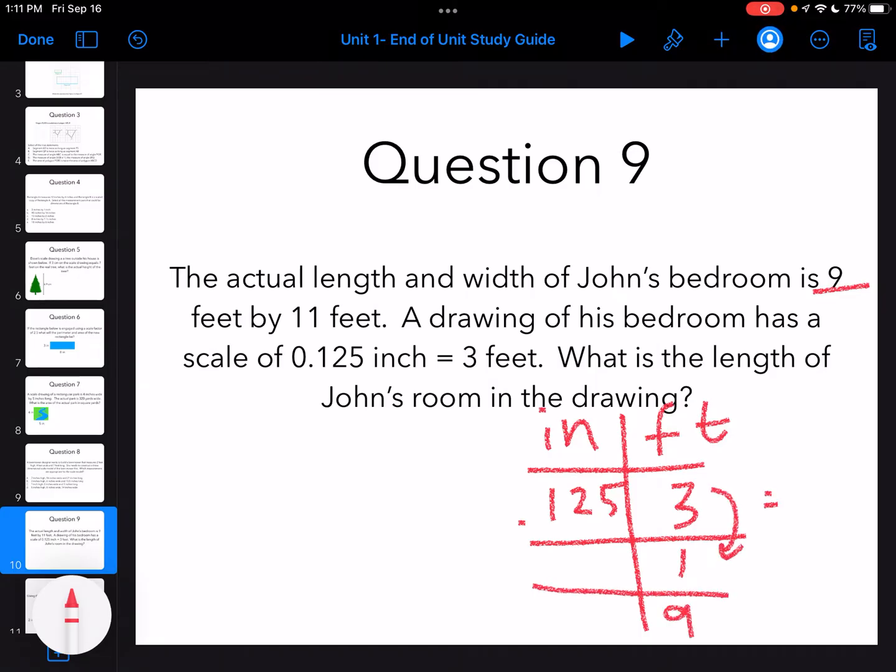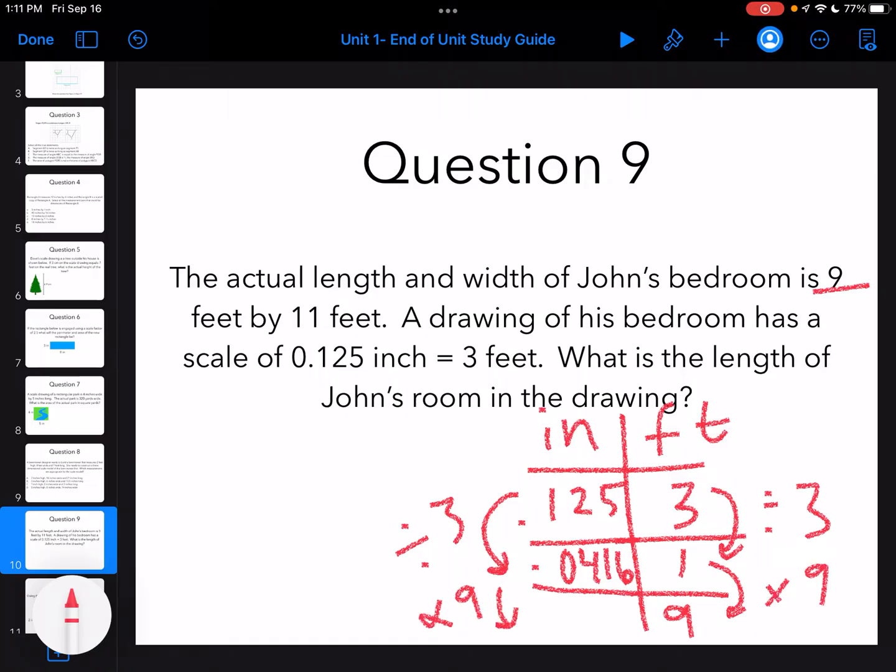So I'm going to divide by 3. So in my calculator, I'm going to do 0.125 divided by 3. And I get some crazy numbers, 0.0416 repeating. I'm going to leave that in my calculator, times 9. And I get 0.375. So in the drawing, it's going to be 0.375 inches.